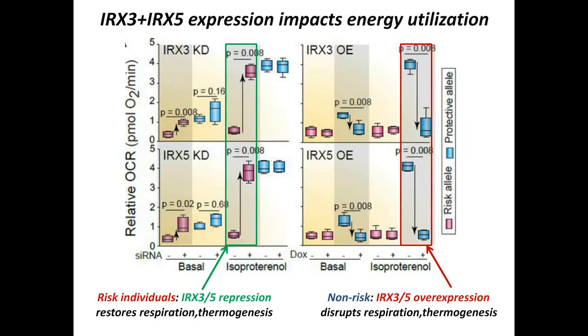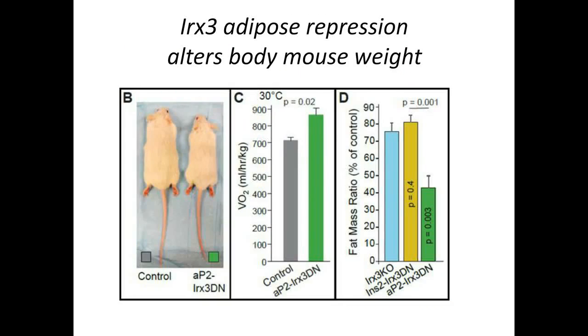So I'll go through them rather quickly to basically say that indeed IRX3 and IRX5 repression has a specific gain of thermogenesis in risk individuals, leading to non-risk levels, and the corresponding overexpression of IRX3 leads to loss of thermogenesis, specifically in the protective allele individuals, matching risk allele levels, indeed showing that IRX3 and IRX5 are causal.